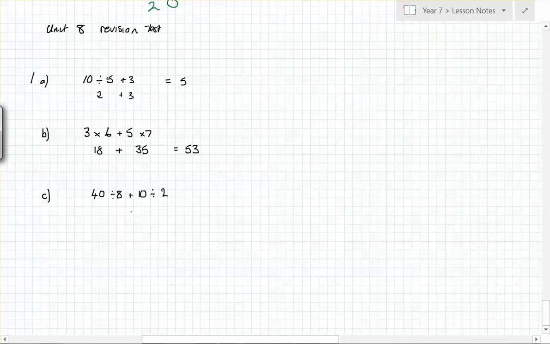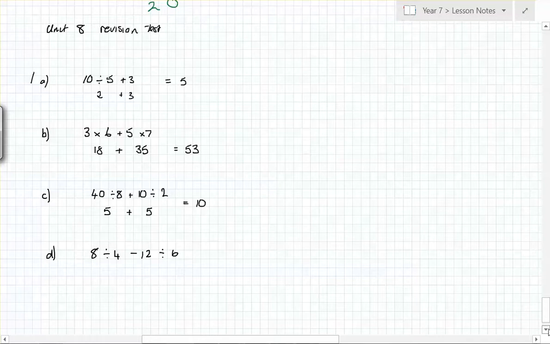Again, division first, then we'll do the plus. 40 divided by 8 is? It's 5, because it ends in a 0, so 5 times 8. 10 divided by 2 is 5. So the answer is 10. Basics. D, 8 divided by 4 minus 12 divided by 6.